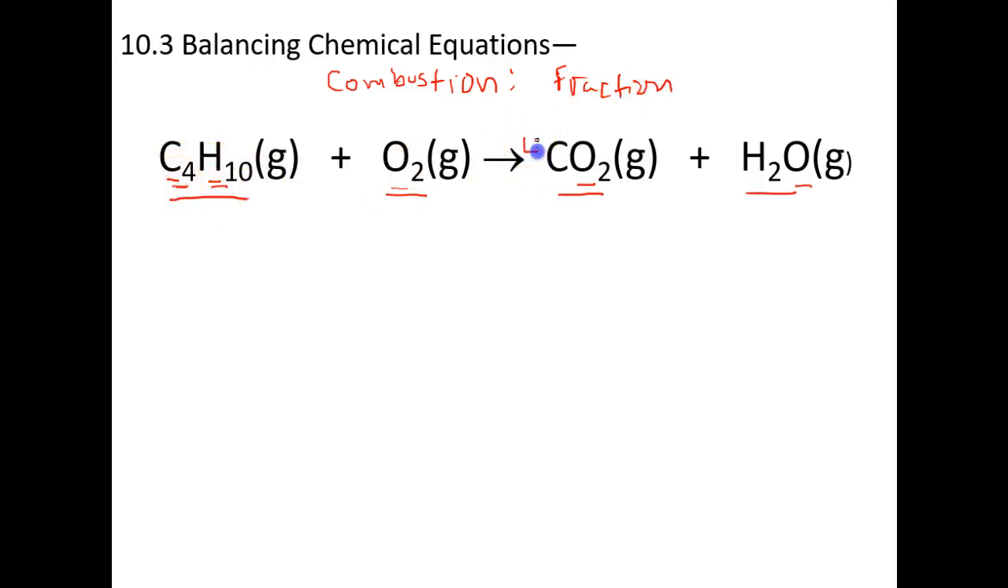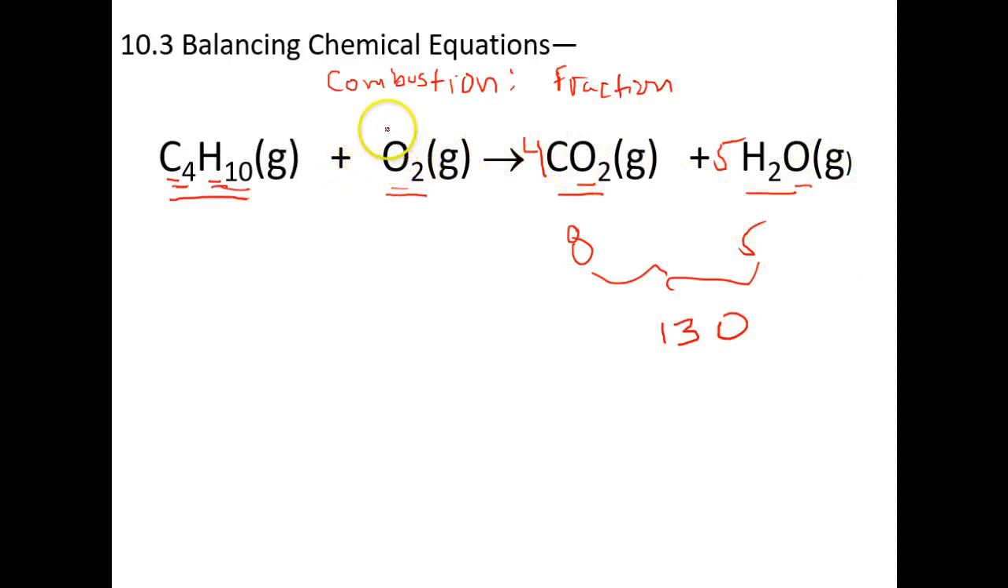4 carbons, got to put a 4 here, 4 carbons. 10 hydrogens, I'm going to have to put a 5 here for 10 hydrogens. Okay, my carbons and hydrogens are out of the way. Now I have to do my oxygens. So I have 8 oxygens here and 5 oxygens there. Okay, so this gives me a total of 13 oxygens. Well, how am I going to make this 13? I can't just write 13 because if I write 13, I've got 26 oxygens. Okay, so I have 13. I can't just do a 13.